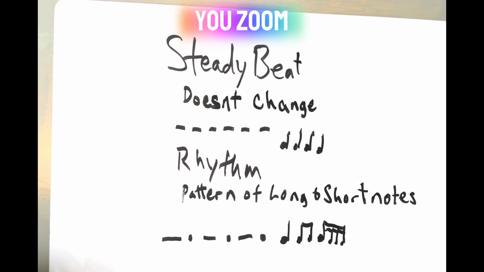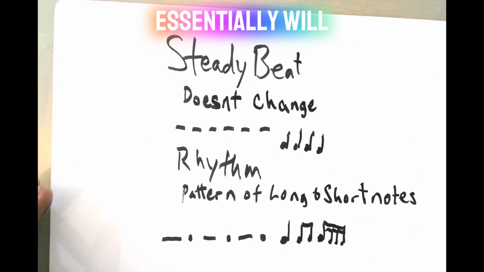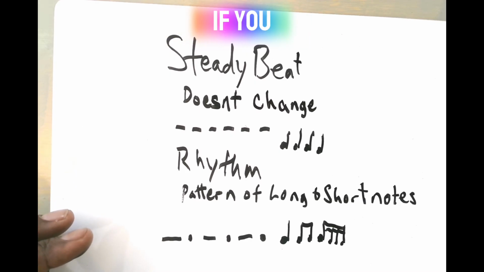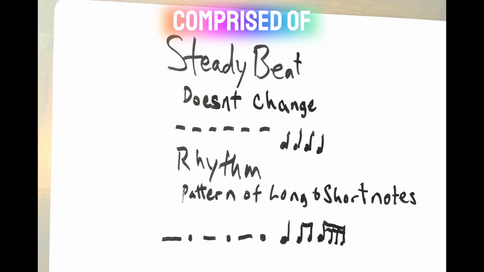Now, if you zoom in, there are some really complex patterns that essentially will give you a steady beat. If you zoom out, there are some complex rhythms that are comprised of different steady beats happening. So those two can be used interchangeably. Sometimes they are, but there is an actual difference between the two.